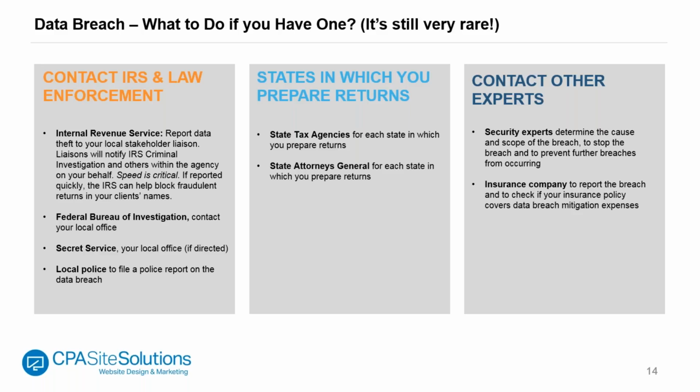They also recommend you contact your local FBI office. If the local FBI office directs you to contact the Secret Service, contact your local Secret Service office, and then the local police to file a police report on a potential data breach. Also, in any state in which you prepare returns, you should contact the state agency and the state's attorney general. By the way, when you contact the state agency, I've seen this happen once since I've been at CPA Site Solutions, and they're very helpful and certainly care about this information because it's a problem for them as well. So don't be afraid to contact them.